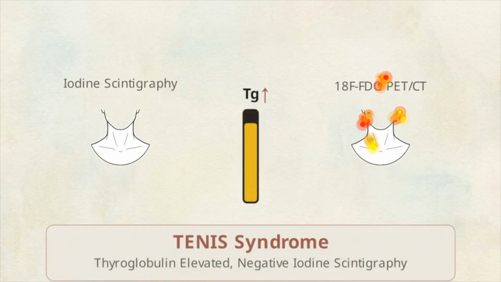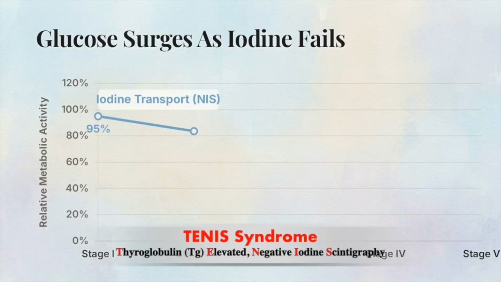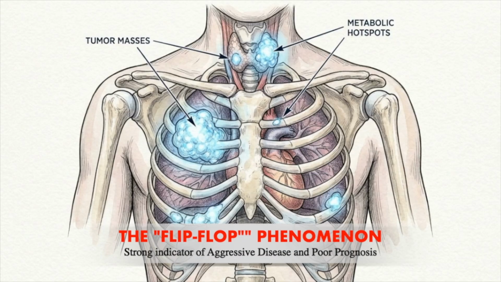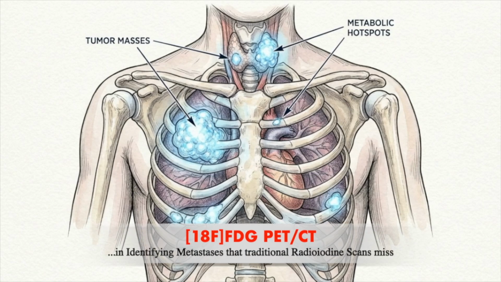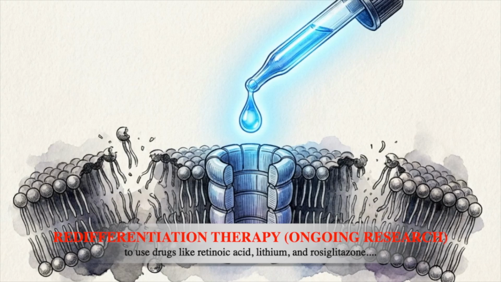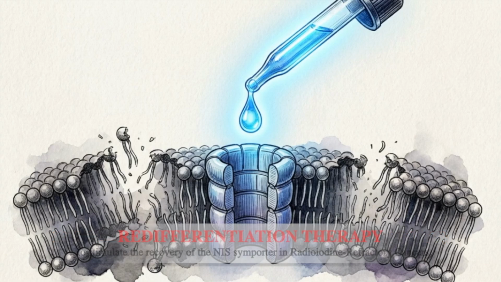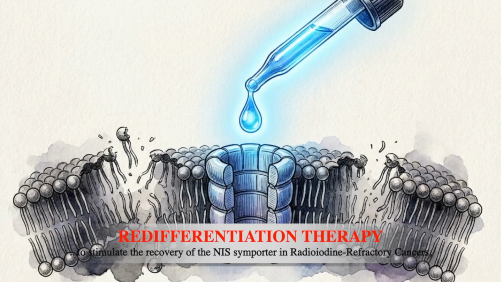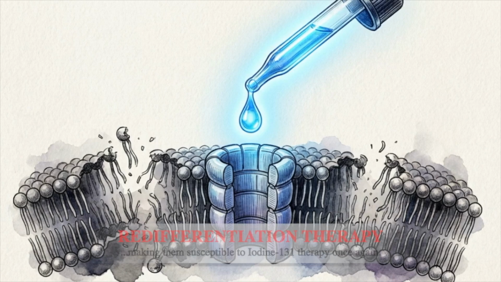This leads to TENIS syndrome, where thyroglobulin is elevated but iodine scans are negative. In these cases, 18F-FDG PET-CT becomes the critical diagnostic tool. It uses tumor volume and lesion glycolysis as prognostic biomarkers for overall survival. Research into redifferentiation therapies uses drugs to stimulate recovery of the NIS importer in refractory cancers, potentially making them susceptible to iodine-131 again.